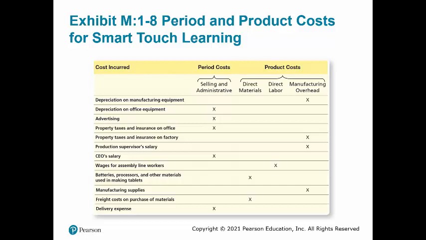And that is the conclusion of the demonstration for Learning Objective 2.